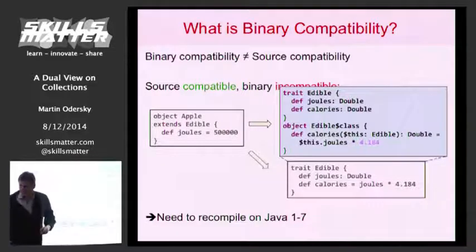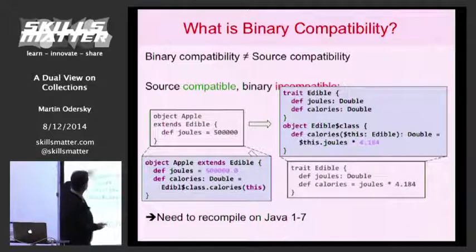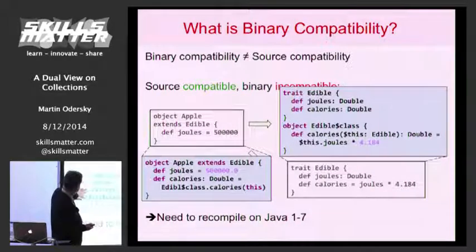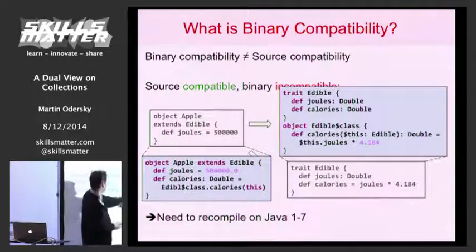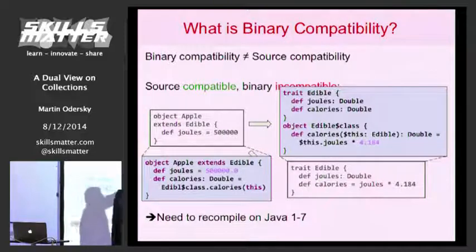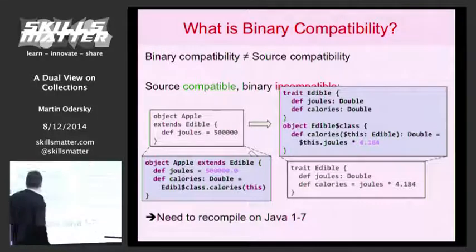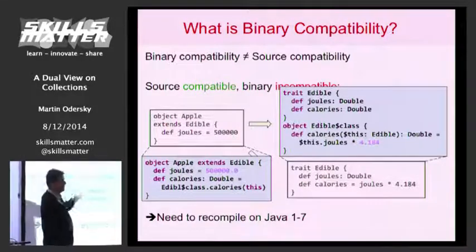OK, so what about the client then? Here's the client, and here's what the compiler has to do with Apple. It has to, of course, insert the code that's there. And then it inserts another method, which calls calories. Essentially, the calories method on Apple is just a forwarder to the static method, or to the object method, calories here. So that's what it does here, edible class calories.